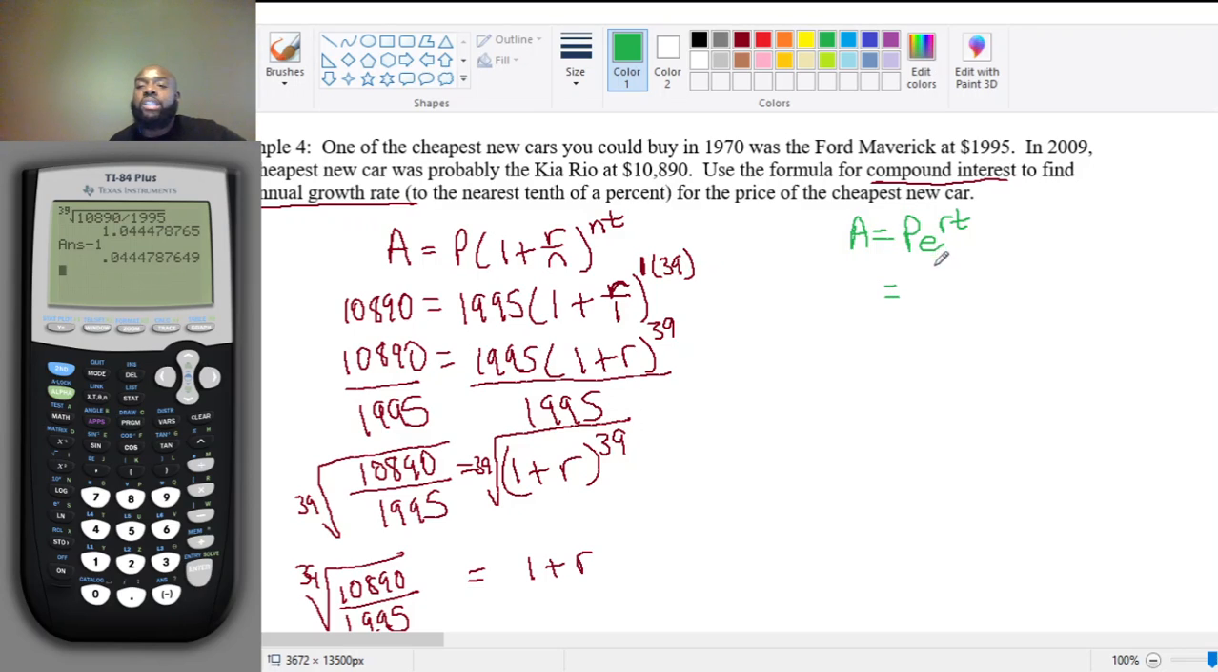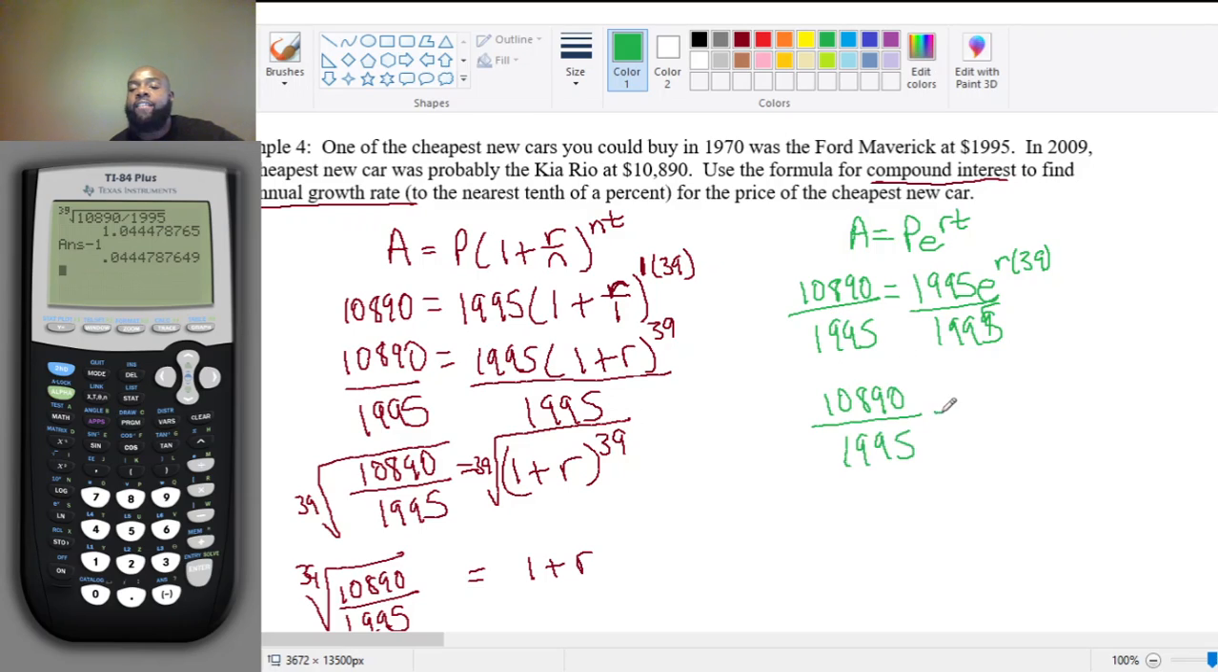But if I were to use this formula, I would do 1995 as my initial value. I don't know my rate, but I know 39 years later, I'm going to end up with a car that's $10,890. That's the current value, right? I can divide both sides by 1995. And I get that 10,890 over 1995 equals e to the 39r.